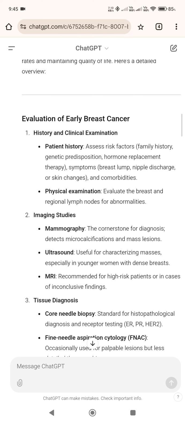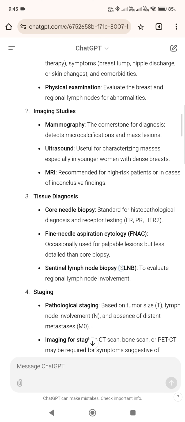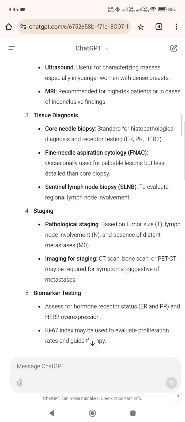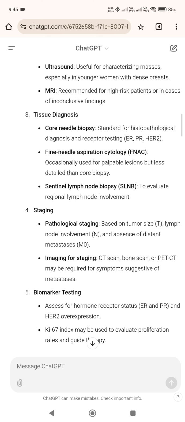2. Imaging studies. Mammography, the cornerstone for diagnosis, detects microcalcifications and mass lesions. Ultrasound, useful for characterizing masses, especially in younger women with dense breasts. MRI, recommended for high-risk patients or in cases of inconclusive findings.